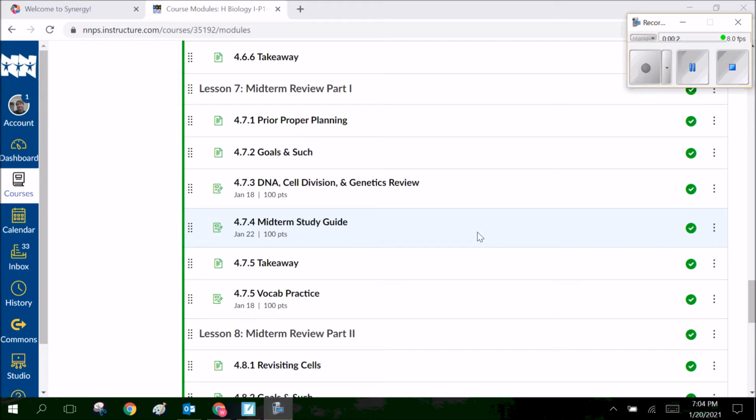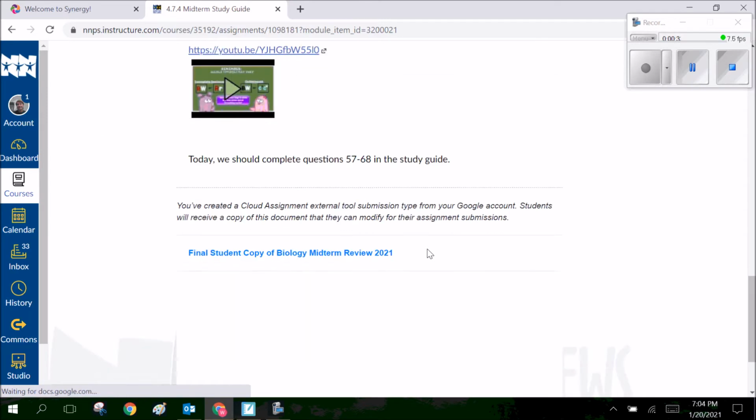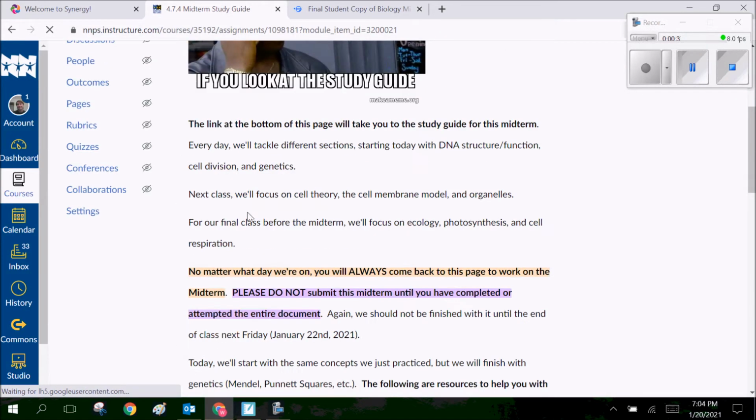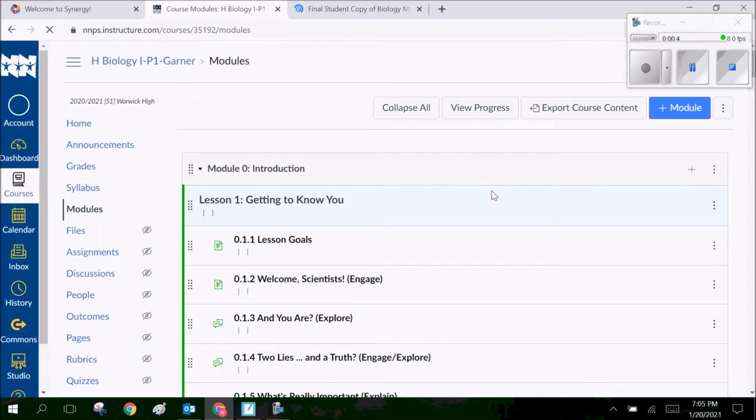So the first thing you'll need to do, of course, is to go to the 4.7.4 midterm study guide. That is where the study guide lives. No matter what, we're always going to come back to this. So you're going to scroll down and click on the study guide to pull it up in another tab. All right, and then once you've got that up in another tab, we're going to go back to modules, and we're going to go all the way down to today's review.